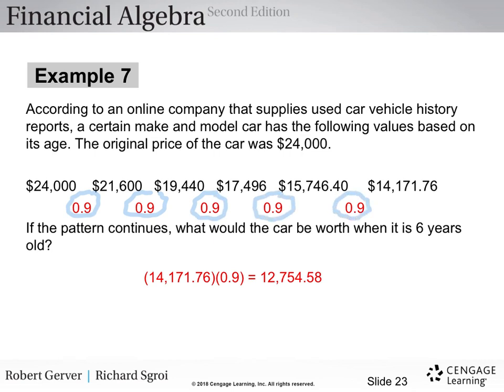So that means that from year 5 to year 6, which is what they're asking for here, is going to be a 10% drop, or the value is going to be 90% of what it was in year 5. So if I take the value for year 5, which is $14,171.76, and take 90% of it, or in other words, multiply it by 0.9, I get the new value in year 6 of $12,754.58.